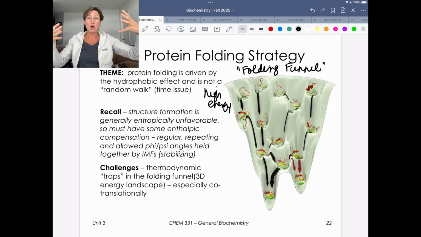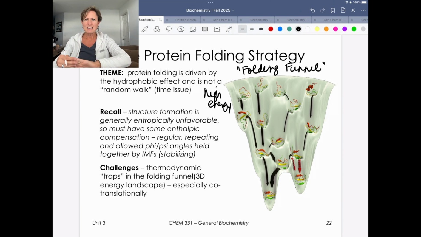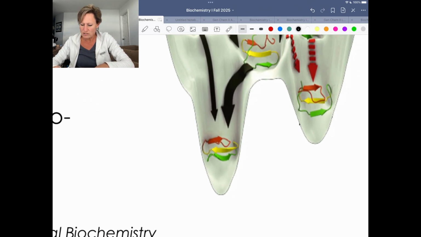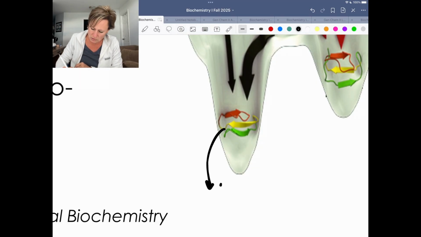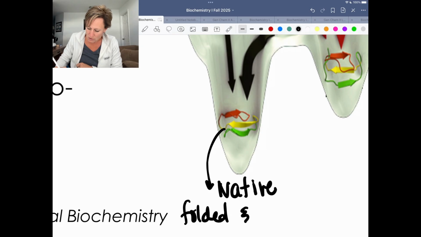That's where we're going to have our unfolded proteins. As our protein begins to fold and forms intermolecular forces, that becomes stabilizing. As we continue to form secondary structure and then tertiary structure, we get lower and lower in energy until we're finally at our folded state. So I'm going to zoom in down to the bottom just to highlight and introduce a couple of terms. Right down at this bottom piece, I'm going to have a structure of the protein that is what we call native. Native meaning it's folded and functional.